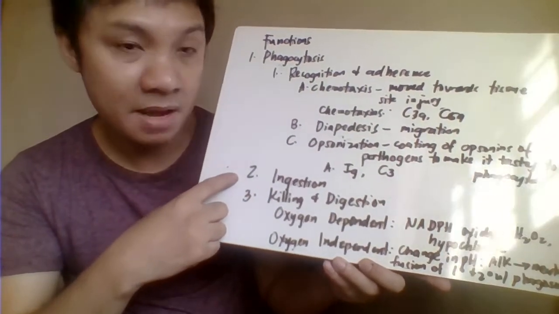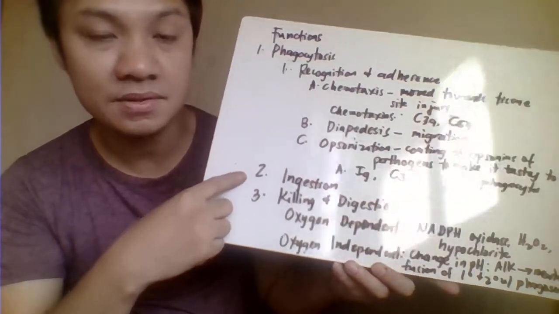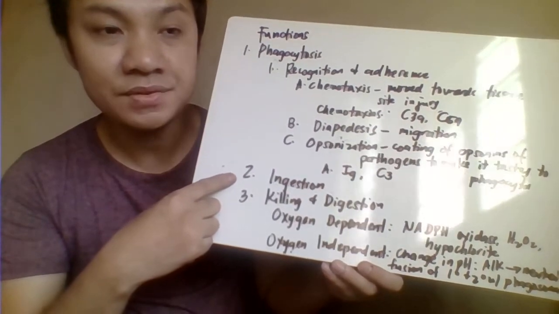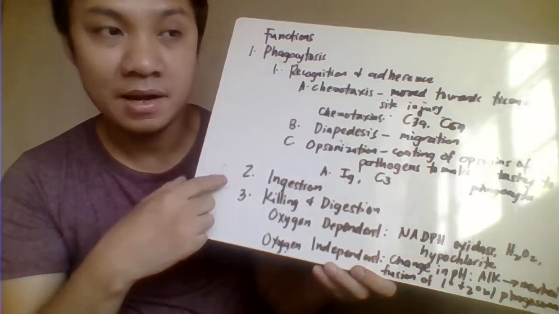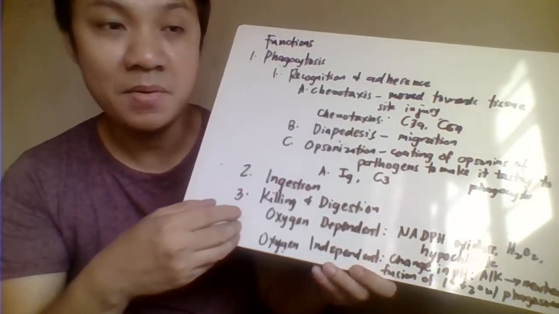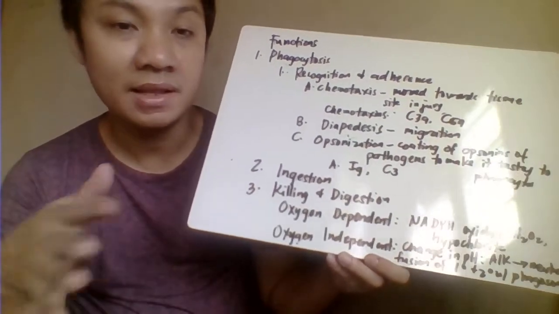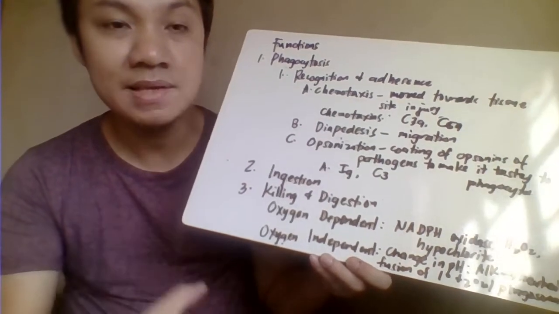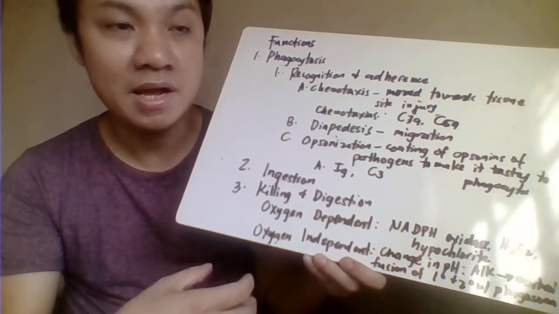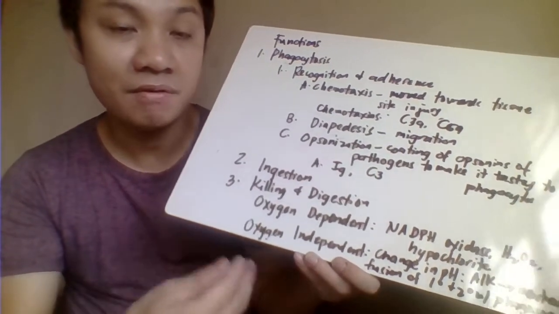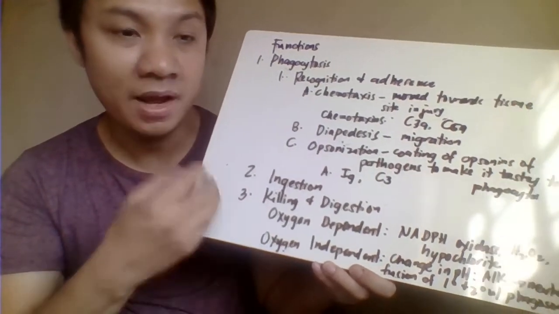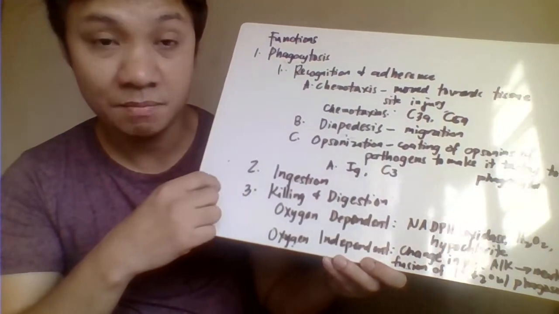The second step, we have the ingestion process. So that's the endocytosis. Once your neutrophil tries to adhere to the membrane of your pathogen, it tries to encircle that one and engulf. Once inside your neutrophil, it goes to the vacuole. You call this one your phagosome. And after that, it undergoes the killing and digestion process.